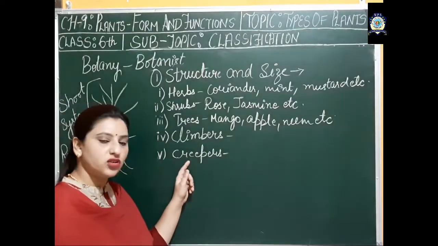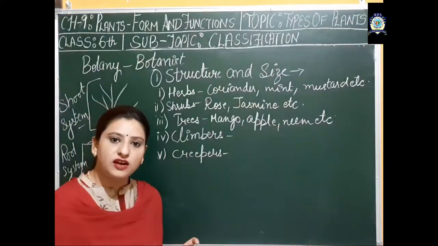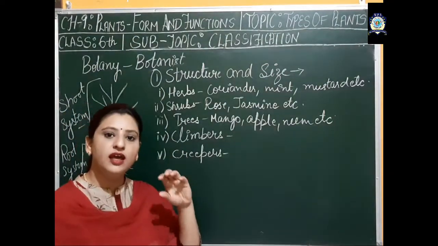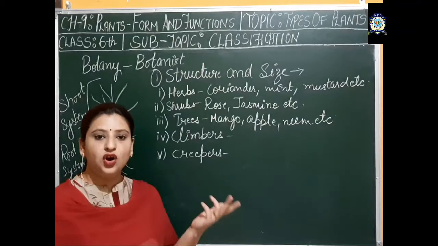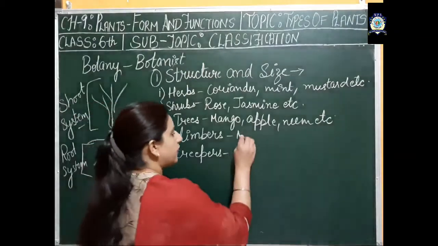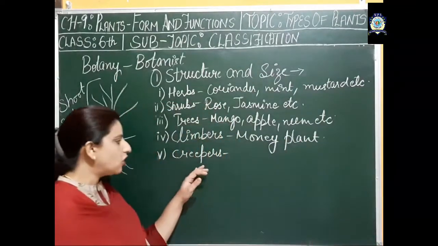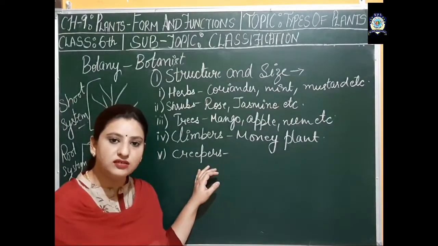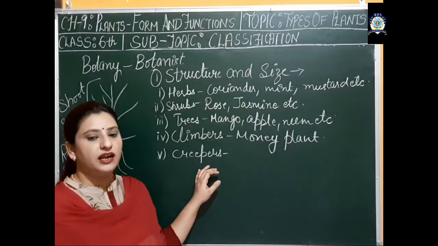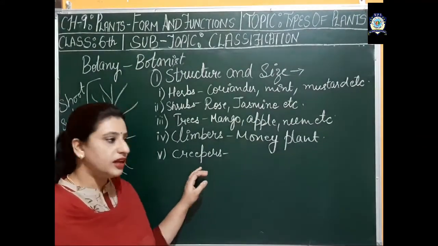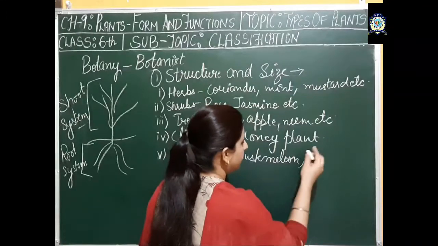Two more categories are also there under this classification, that is climbers and creepers. Climbers are those plants which have a weak stem and grow in an upward position if they have some support, like a wall or some stick or fence. For example, money plant is a very common example. Then creepers are plants which have a weak stem, but they spread over the ground. Examples of creepers are muskmelon, watermelon, etc.